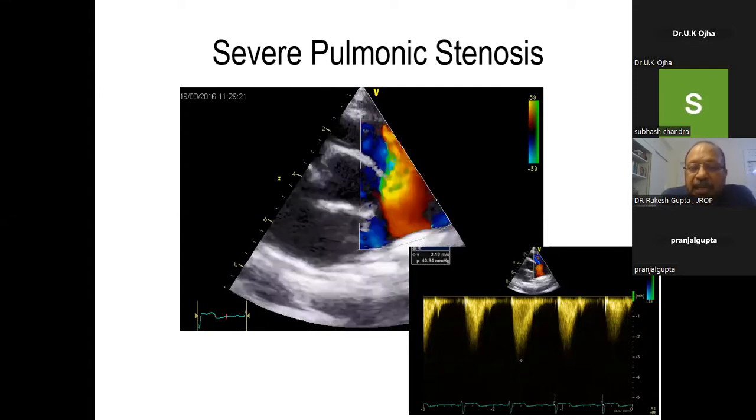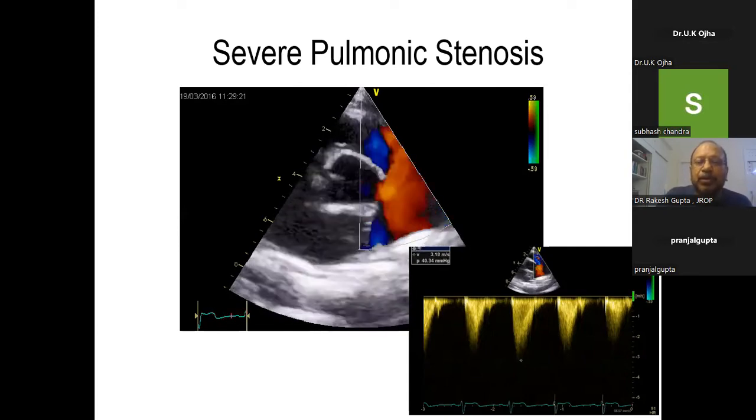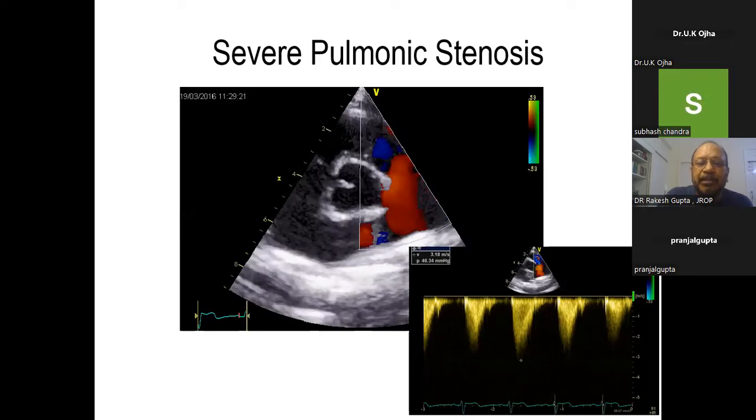So in this case, let me just go back to this aortic valve. Once we see these aortic valves opening up and closing, they give you a very good idea about the bicuspid or tricuspid aortic valve.